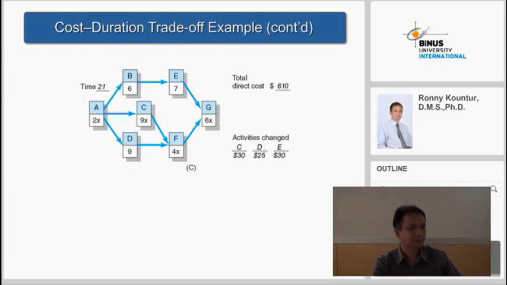But the cost increased to 610. Where do you get the 610? That is the summation of C, D, and E. Add them together and add to the previous cost. The total will become 610.